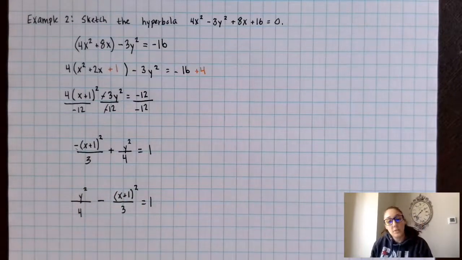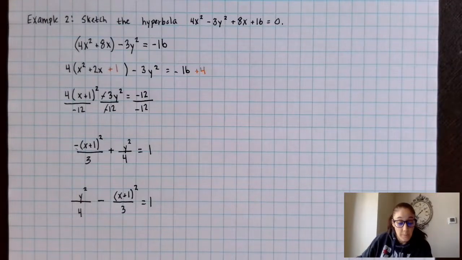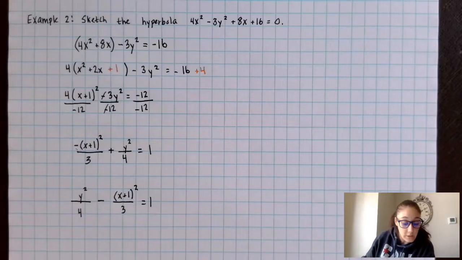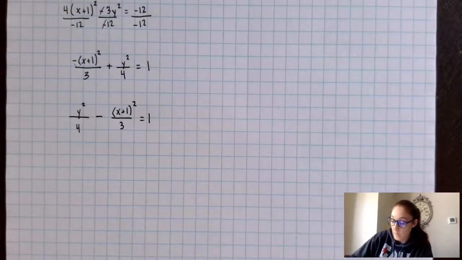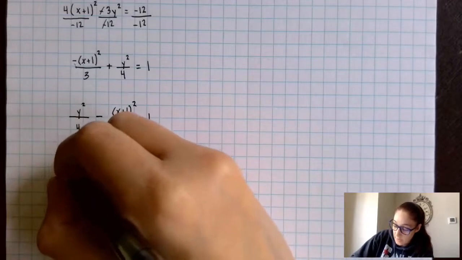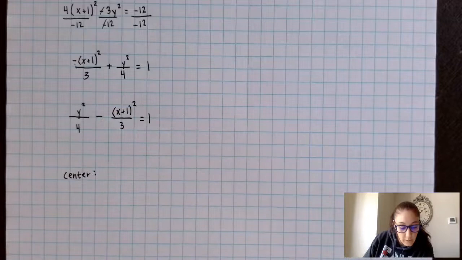Alright, so I want to sketch this, so I need some information. I need to figure out what my center is, I need to figure out what my A and B are, and that's all the information that we'll need to sketch. Alright, so let's go ahead and start figuring out all of that information. So my center. Alright, I have a center of negative 1, 0.